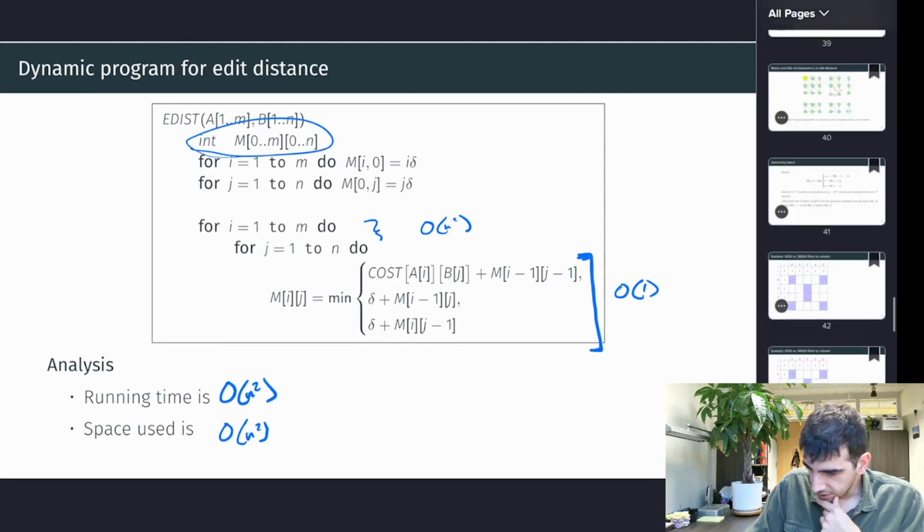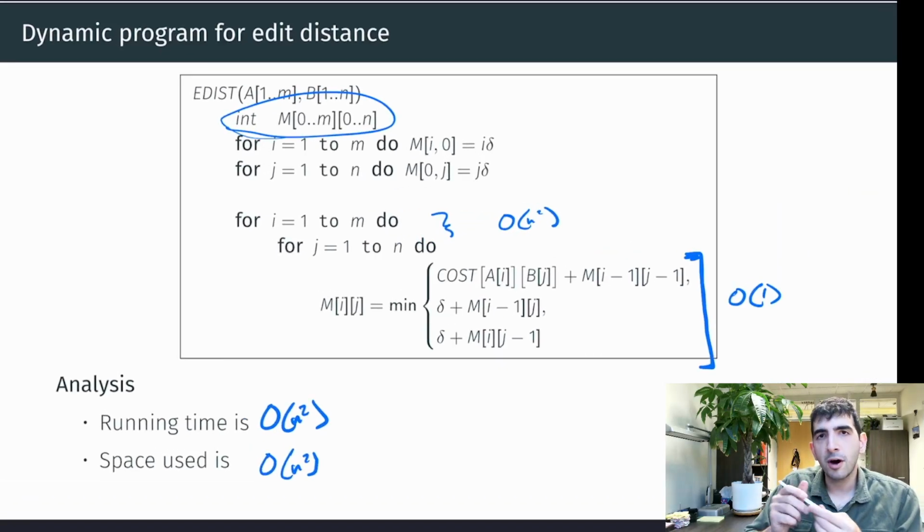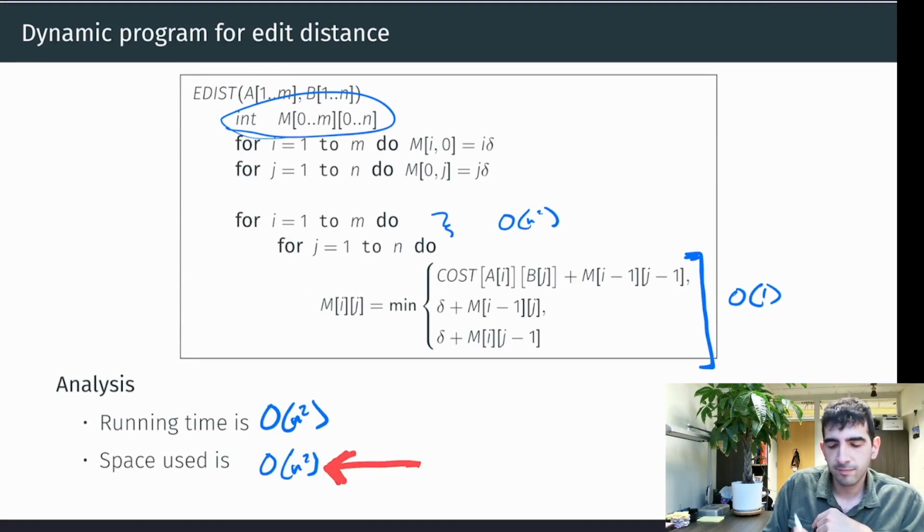Sorry, let me just make sure. Yeah. Okay. So let's put a pause here, and then when we come back, let's see if there's something we could do about this space used. Thanks.